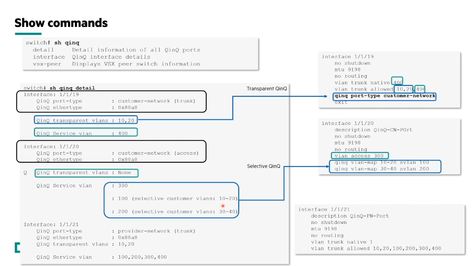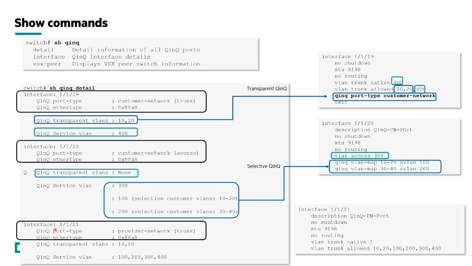So we've got customer VLANs 10 to 20, and they're mapped to SVLAN 100. Customer VLAN 30 to 40 mapped to SVLAN 200, and this is obviously the selective configuration mapping here. 10 to 20 customer VLANs to SVLAN 100, and likewise 30 to 40 to SVLAN 200.